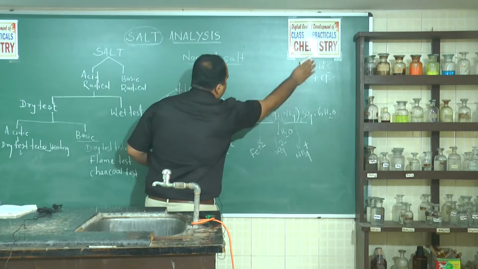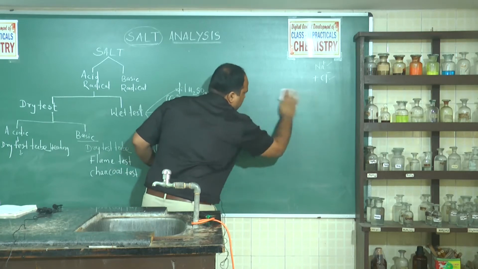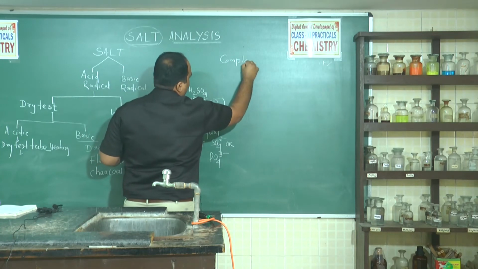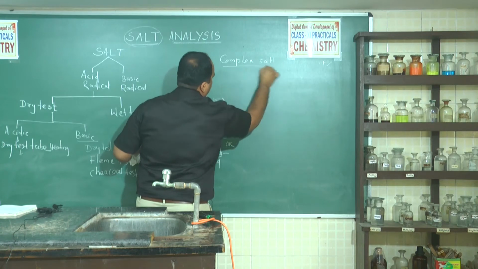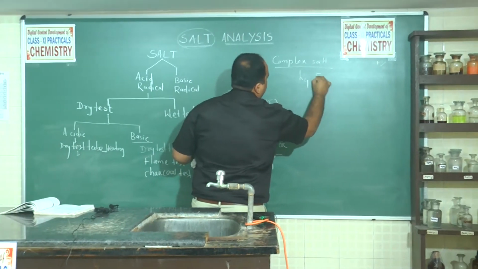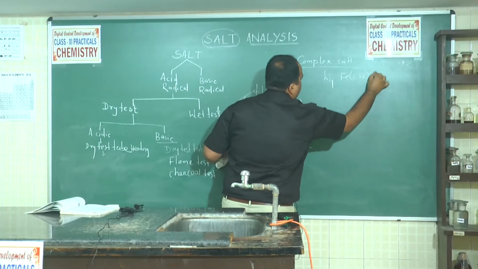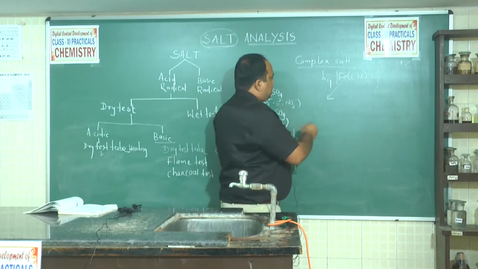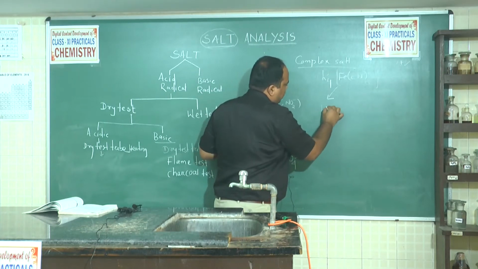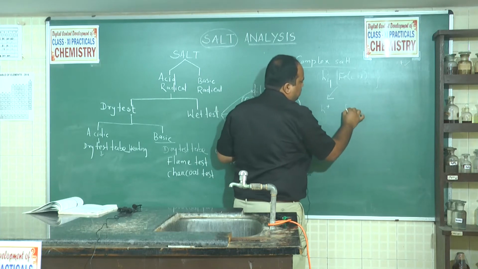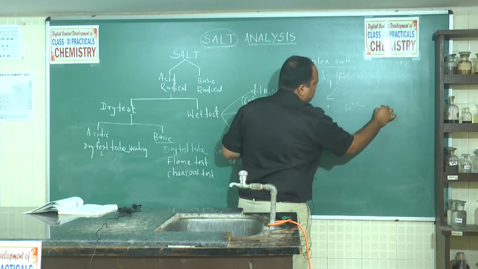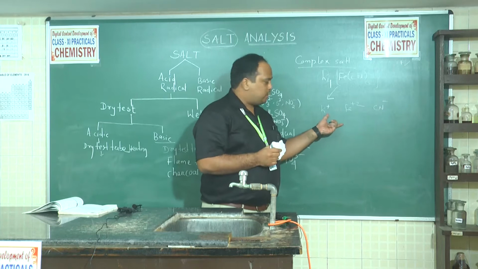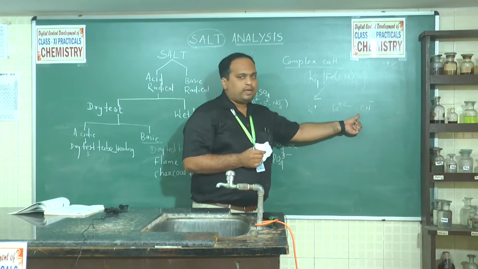Then we will go for complex salt. A very simple concept: a complex salt, when you put it in water, is not completely dissociated into its ions. Let's assume we write a complex salt with ions K plus, Fe plus 2, Cl minus. If this were a simple salt, it would give K plus, Fe plus 2, Cl minus.